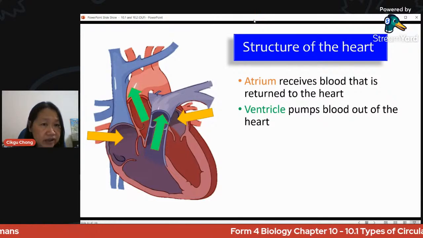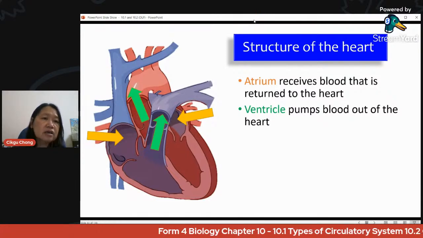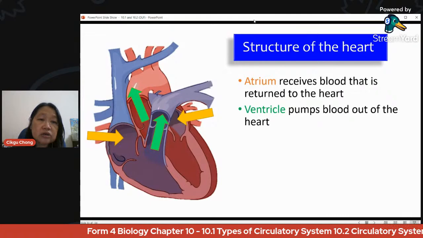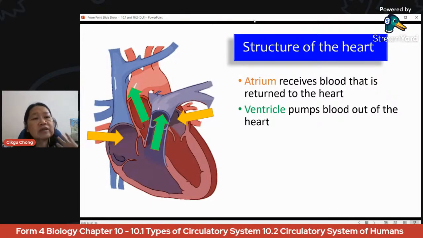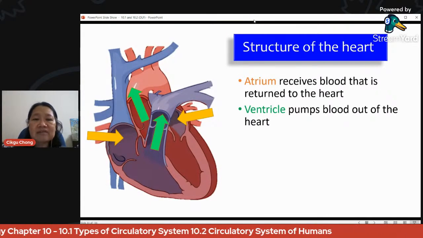vessels. So you can see these 2 blood vessels labeled green here. One is called aorta, the other one is called the pulmonary artery. This one you've learned in Form 3. Hope you still remember, right?